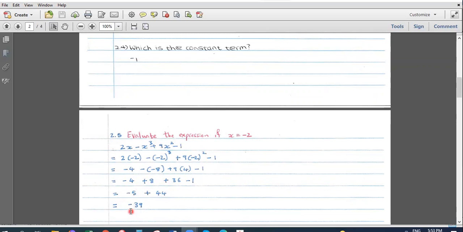Sorry, there's an error with the answer here. Your answer here should be +39. So please note that the answer to this one is a +31. Sorry, wrong. Let's say +31.